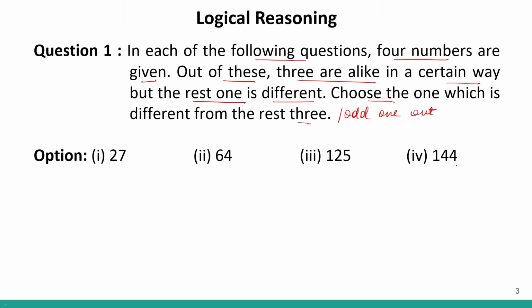Now let us look at the options. If I look at the options, 27 is what? 27 is a 3 cube. Similarly, 64 is an 8 square.